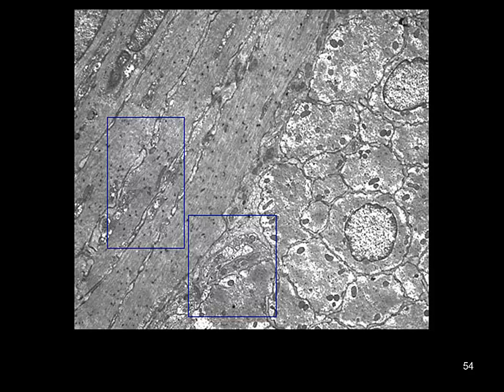Now at the EM level, once again, we're going to see cross sections, nice centrally located nucleus, fairly round cell. In these cross sections, it's difficult to really pick up what's going on, but as we look at a more longitudinal section through our smooth muscle, all these little black spots, those are going to be the dense bodies. Those are the attachment points for our actin and myosin myofilaments inside that smooth muscle cell.